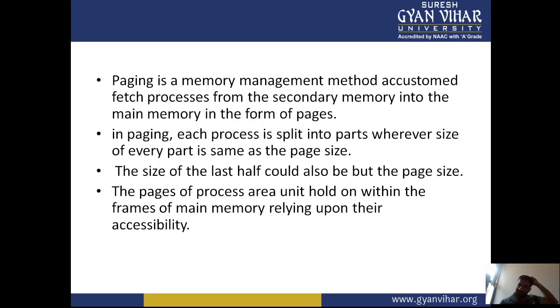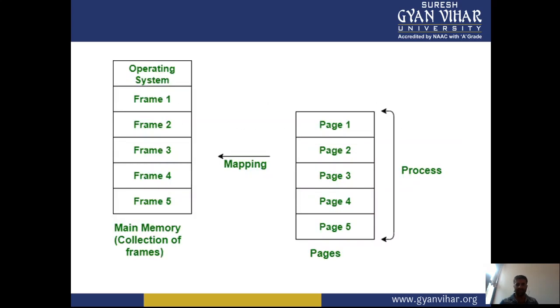So the page size of the process could be held within the frames of the main memory, depending on availability. Here there is the operating system, frame 1, frame 2, frame 3 and frame 5, mapping page 1, page 2 and page 5 of the process.